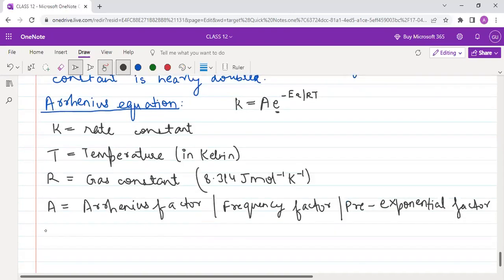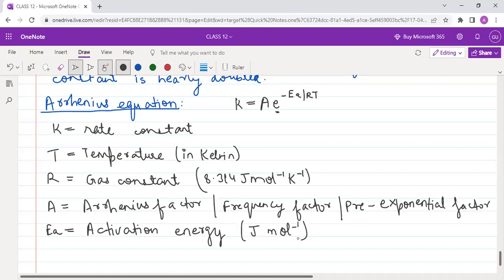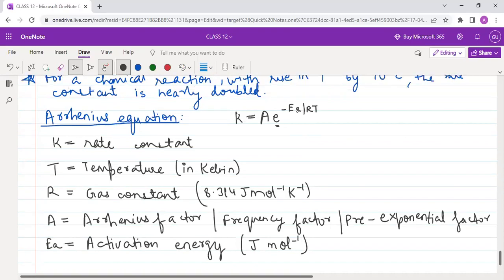What is this EA? Do you know EA? EA is activation energy. And the unit of activation energy is joule per mole, or you can change it into kilojoule per mole. Are these terms clear to you?